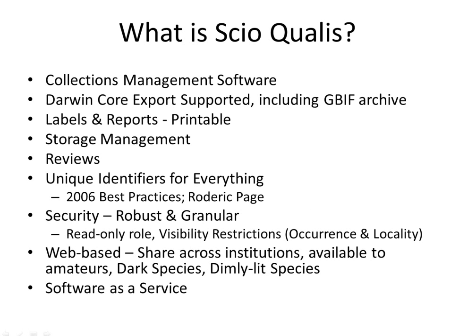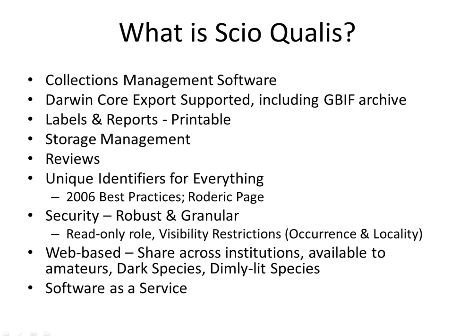Scio Qualis is natural history collections management software that supports Darwin Core exports, including GBIF archive format. You can print labels and reports, including barcodes, and it has a storage management module that allows you to track in the virtual world where your physical specimens are located. Future functionality will provide for reviews, and internally we use GUIDs or unique identifiers for all entities. However, we can also resolve external unique identifiers such as LSIDs, DOIs, ARCs, etc.